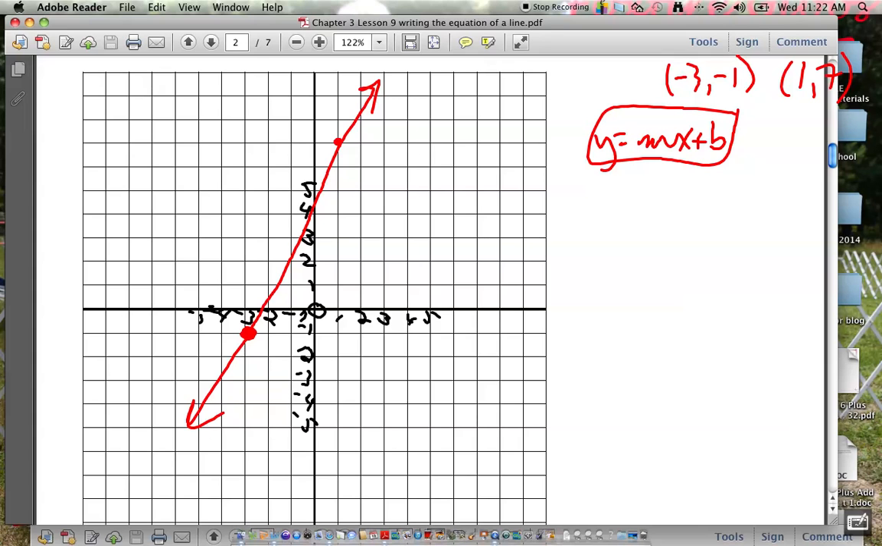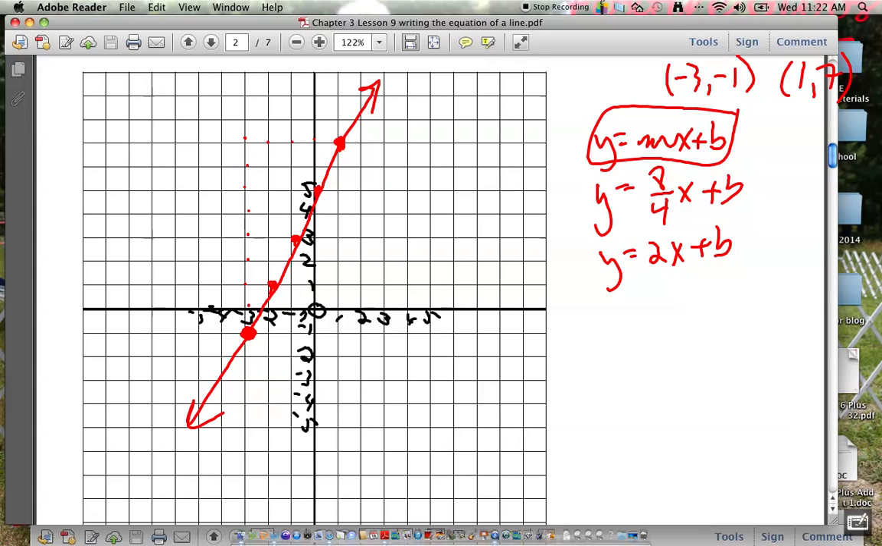Now you need to find m and b. The m is the slope. So if I'm going to go from here to here, how many are you going to go up? 1, 2, 3, 4, 5, 6, 7, 8. And over 1, 2, 3, 4. So it's going to be 8/4x plus b, but 8/4 reduces to 2/1. So I could just write y equals 2x plus b.